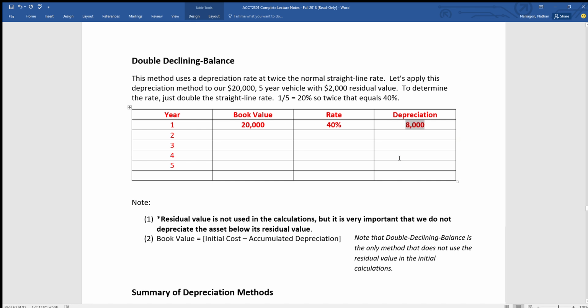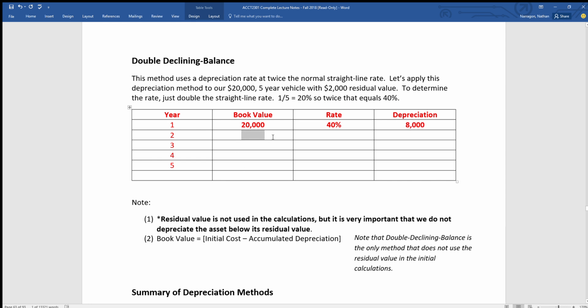That's our depreciation. Now you're going to notice sometimes businesses love to use double declining because it gets most of the cost to expense quicker, in the early years. In the later years, you're going to notice it drops down quite a bit.